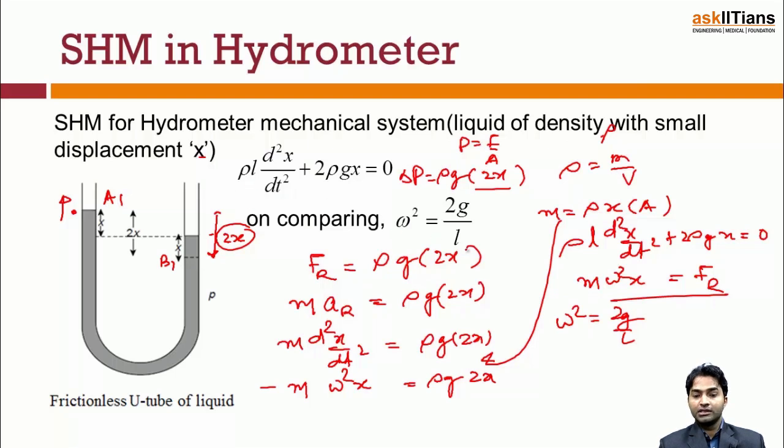Substituting this value in the main equation, finally we are getting omega square is equal to 2g by L, where g is the gravity, L is the length of the stem we have. Now it is just a frictionless U-tube of liquid. So finally we are getting the time period in this case, that is 2 pi into frequency whole square, equal to 2g by L.